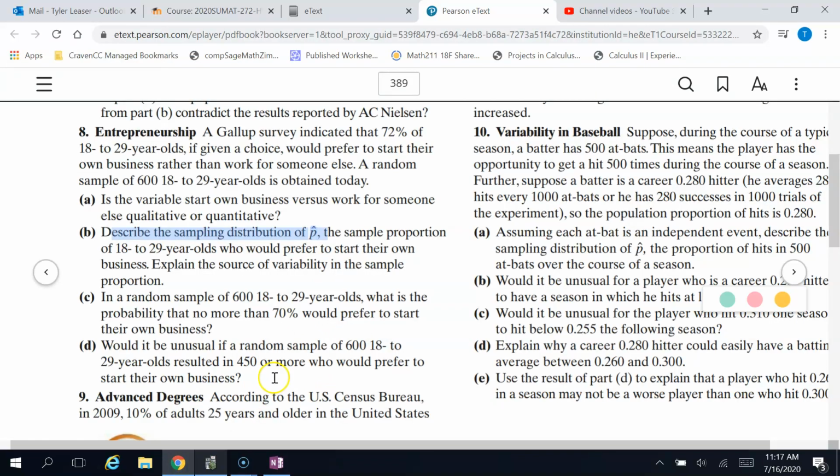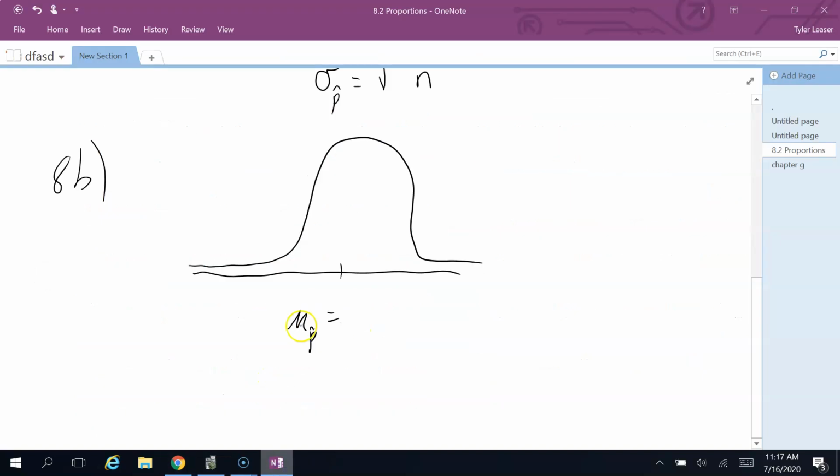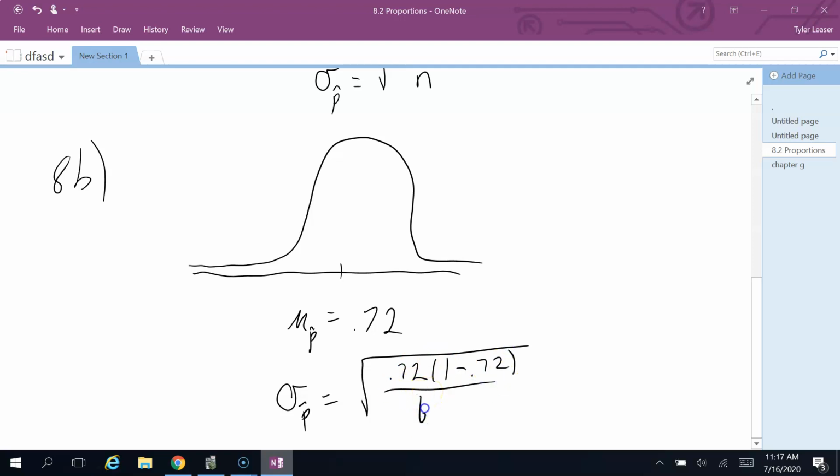That is always given to you in the question. Here, 72%. So that means that my mean of this distribution is at 0.72. The standard deviation of the sampling distribution comes from that awful formula. So it's a big square root of p, 0.72, times 1 minus 0.72, divided by the sample size. And remember, we are taking samples of size 600.